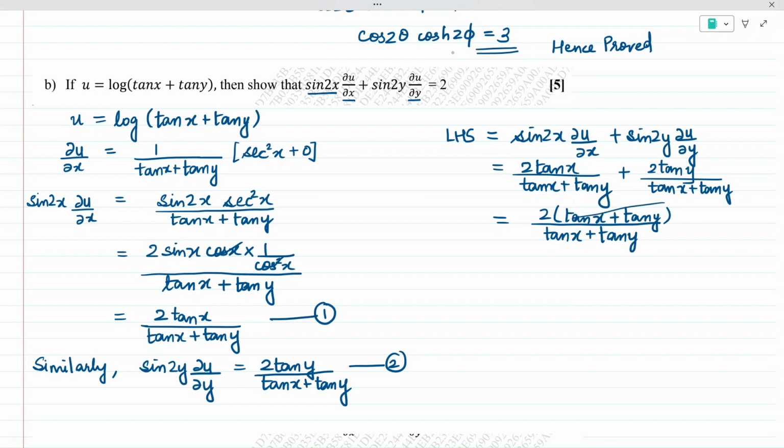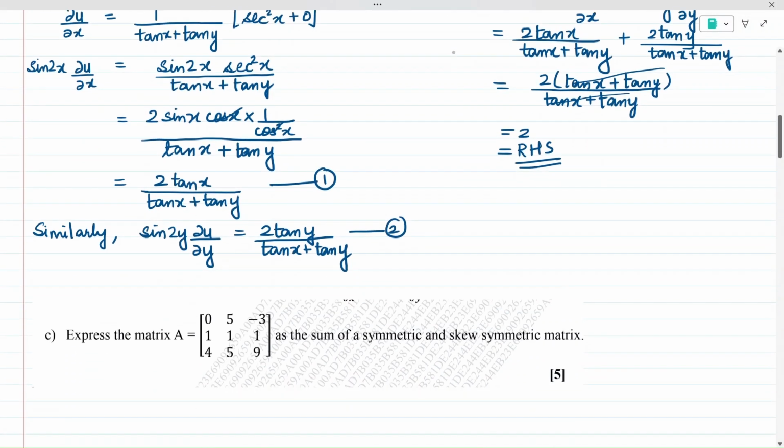The bracket gets cancelled with the denominator. I am left with 2, which is your required right hand side. So this is what we were expected to prove, and hence we have managed to prove this. This is question number 1B of December 2019.